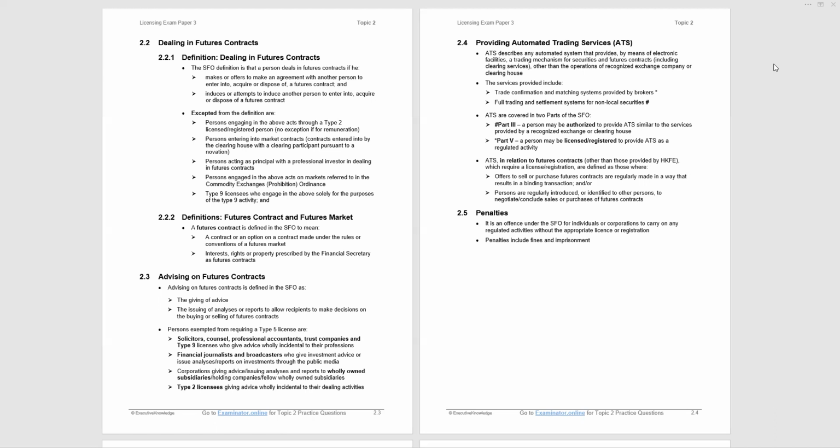Now, advising on futures contracts, remember that's a type 5 activity. The definition is giving advice, or issuing analyses or reports to allow the recipients to make decisions on buying and selling of futures. Now, again, there are exemptions.